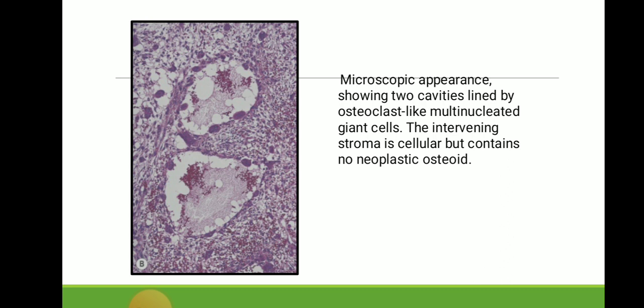This is the microscopic image showing two cavities lined by osteoclast like multinucleated giant cells. The intervening stroma is cellular but contains no neoplastic osteoid.